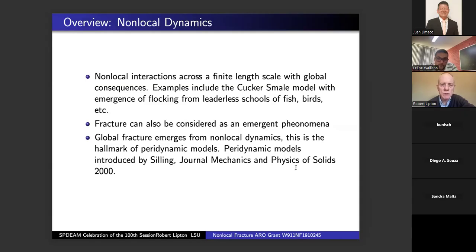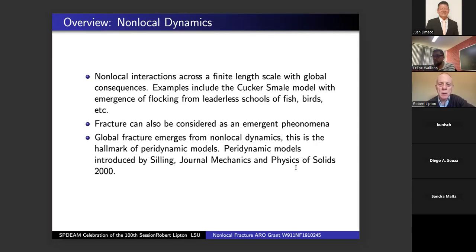Just an overview of what I'll be talking about today. In particular, I'll be talking about non-local interactions across finite length scales. They basically have global consequences. These non-local interactions occur across finite but very small length scales, but they do have global consequences. Just as a PDE does, you're taking a difference quotient, and that's an infinitely small but it's still non-local. And of course, we have solutions of initial boundary value problems, and these are the global consequences.